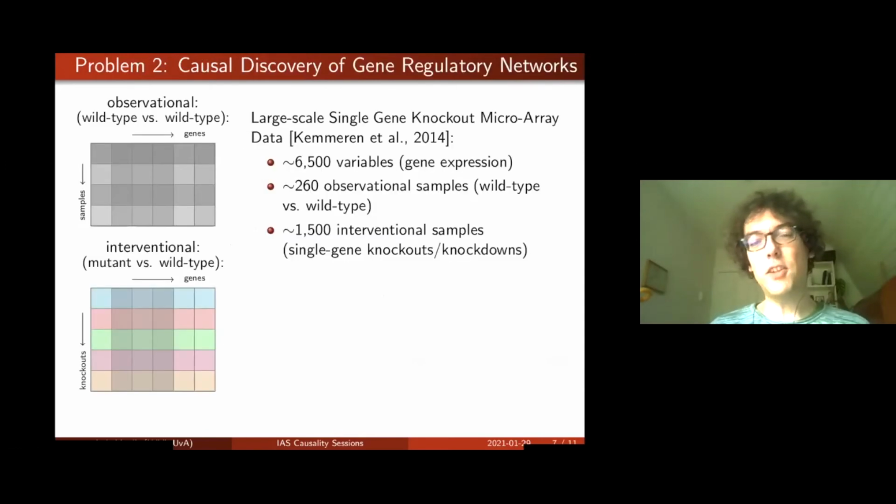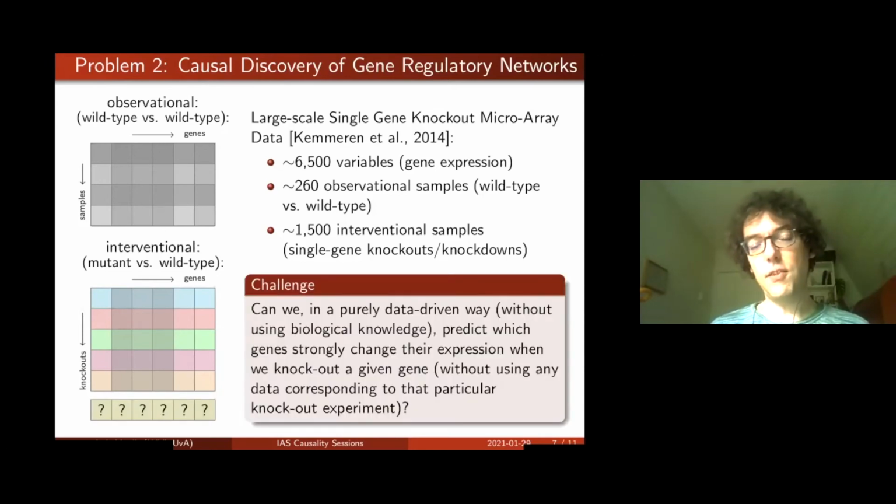So I would like to move on to another problem, which is also in biology. It's about the discovery of gene regulatory networks. The basic idea is somewhat similar. We have some observational data of yeast gene expression levels. There are more than 6,000 of these genes, and they all come with their own expression. These have been measured in 260 observational samples, but also in 1,500 interventional samples, where in each sample, one particular gene was knocked out. So it was disabled. And then you can see the effect on the expressions of the other genes.